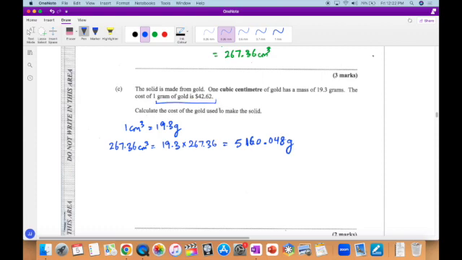If 1 gram of gold is $42.62, then 5160.048 grams is going to be that multiplied by 42.62. And that will give us a whopping $219,921 and about 25 cents.